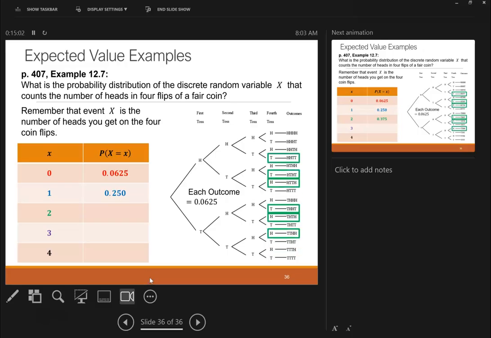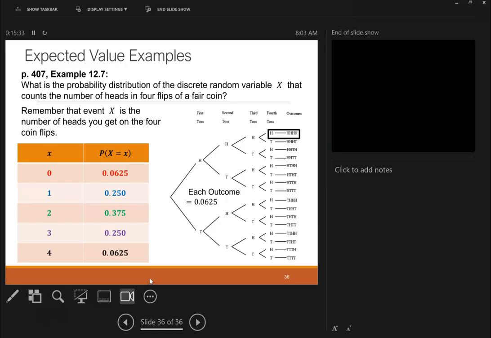If I look at 2 heads, there's 6 ways to get 2 heads. So I have 6/16 there, or 3/8. And if I look at 3 heads, there's 4 ways of that happening again. So 4/16 or 0.25. And then just one way to get all heads.